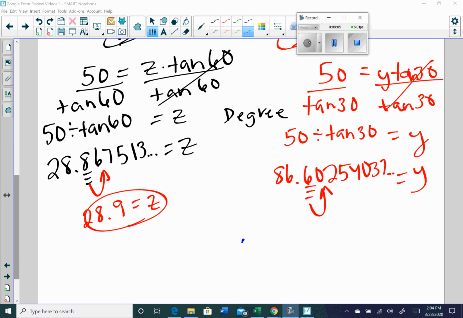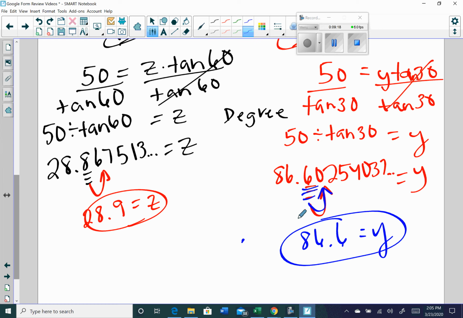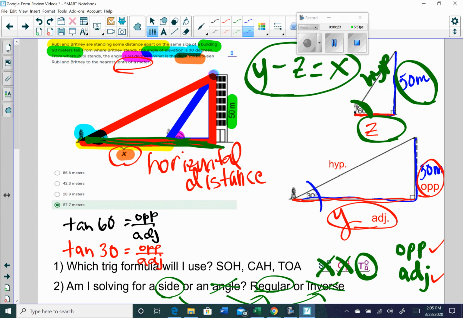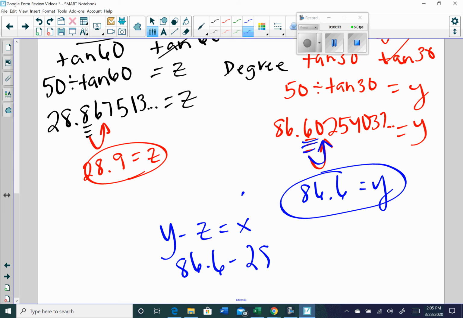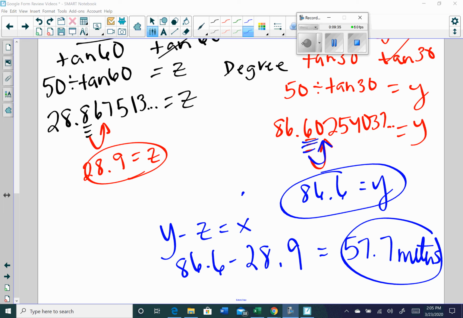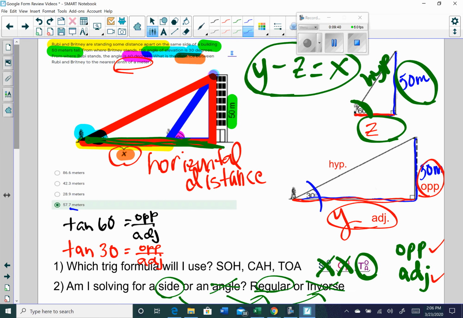86.60254070378. Keeps going, so you need to remember to round to the nearest tenth, which is why I underlined the 6. Look next to it. It's a 0. It's going to leave it as 86.6. So remember, one of them was the distance Ruby is away from the object, the building, and the other one is the distance Brittany is away. In order to find the final answer for x, we have to do 86.6 minus 28.9, which will give us 57.7 meters, which happens to be answer number 4.